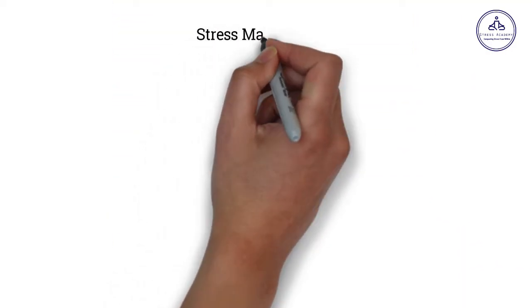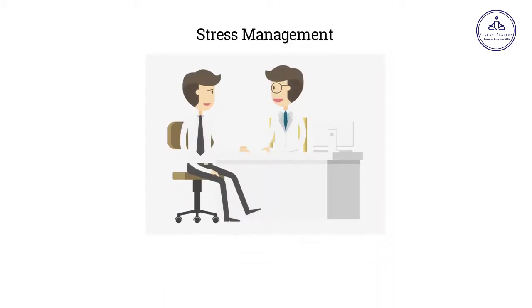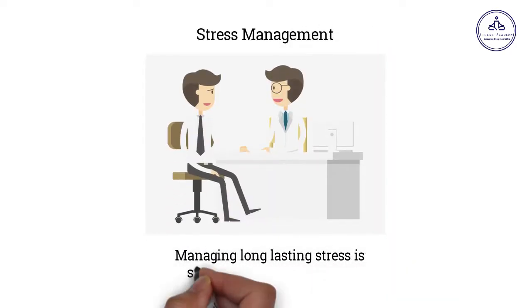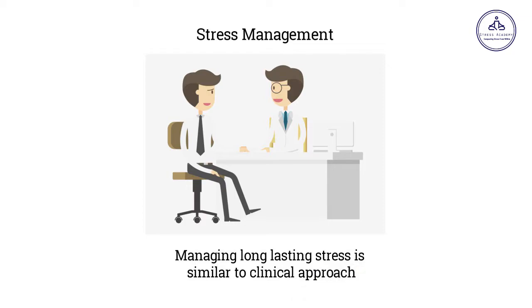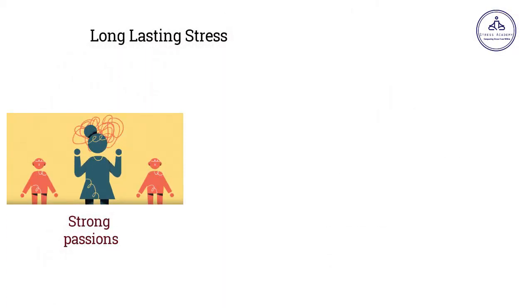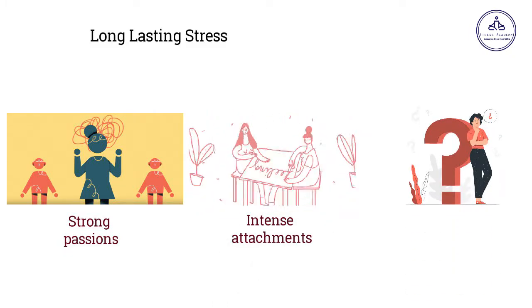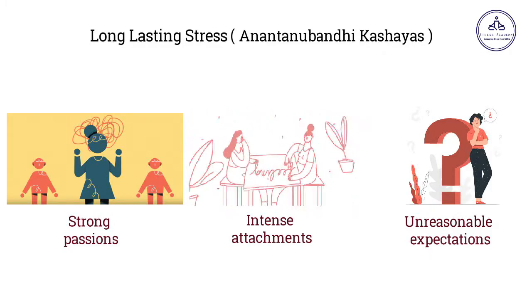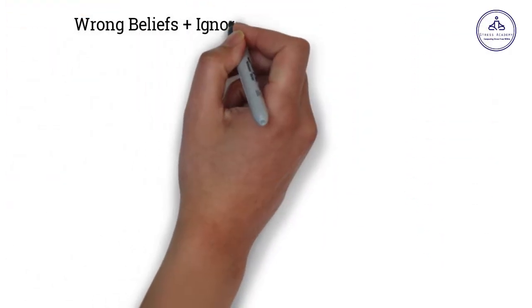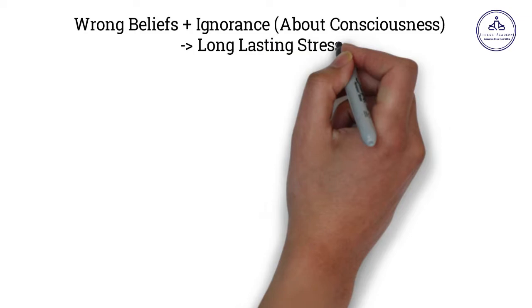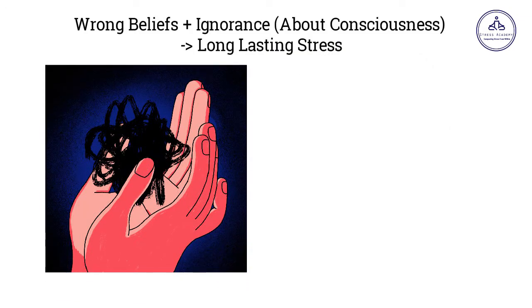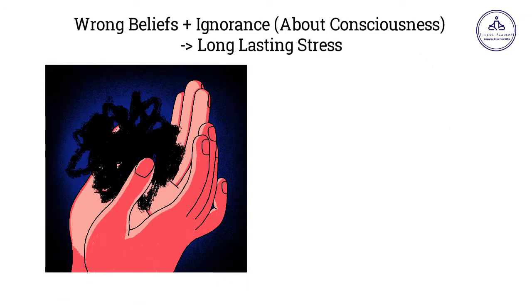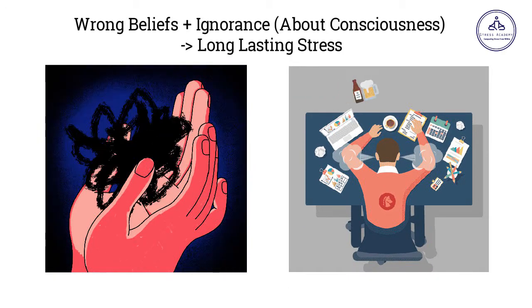Subsequently, the focus moves to continued suppression and complete eradication of the disease. Strategies to identify and manage stress, especially long-lasting stress, are very similar to that clinical approach. Long-lasting stress manifests due to strong passions, intense attachments, and unreasonable expectations known as anantanubandhi kashayas. These passions are inevitable in the presence of wrong beliefs and ignorance about consciousness. As we have already seen, they are a form of potential stress.